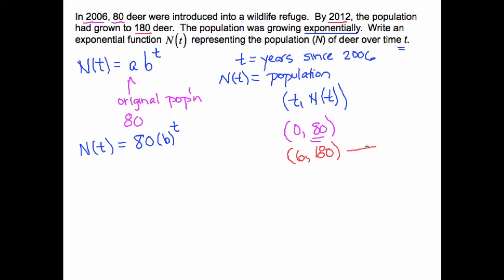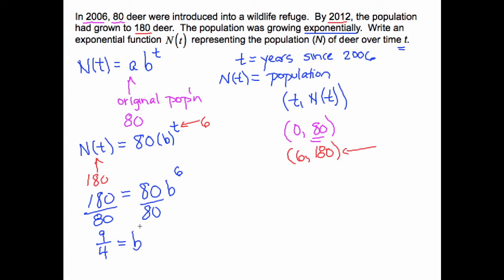This is where the other ordered pair comes in. We know that when t equals 6, the population is 180, and I have enough information where I can solve for b. Substituting, I have 180 is equal to 80 times b raised to the 6th power. So let's solve for b. I'll divide both sides by 80, and reducing, we have 9 over 4 is equal to b to the 6th. So if I want to solve for b, I'll raise both sides to the what? 1/6 power. So it looks like we have 9 over 4 to the 1/6 power equals b.